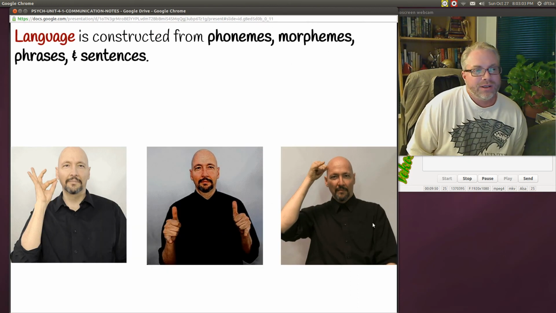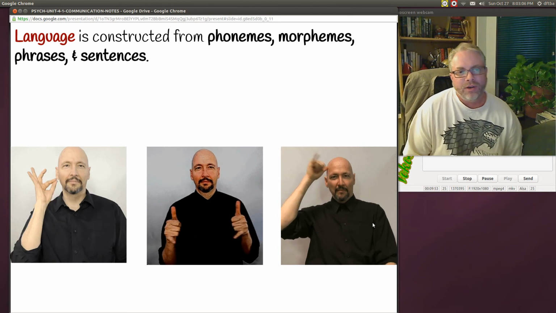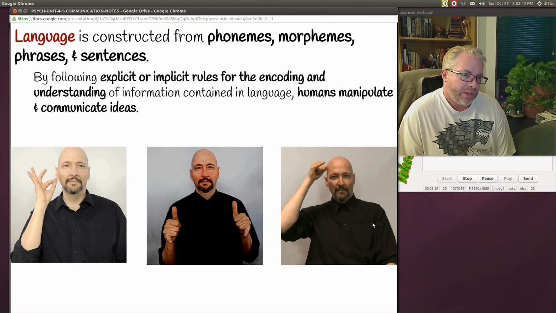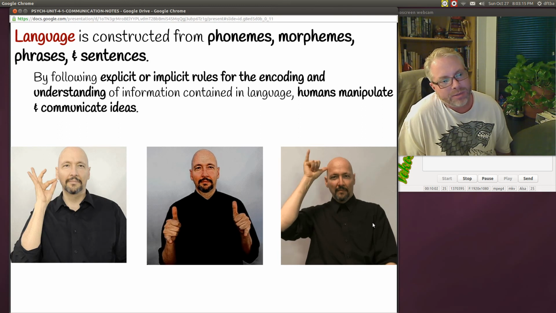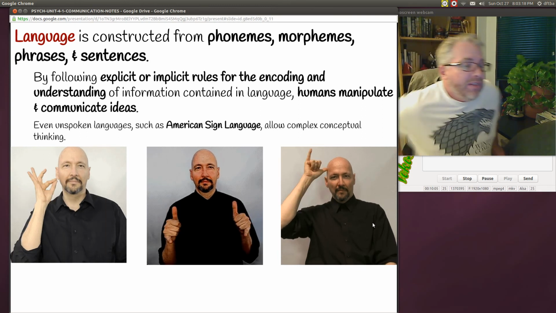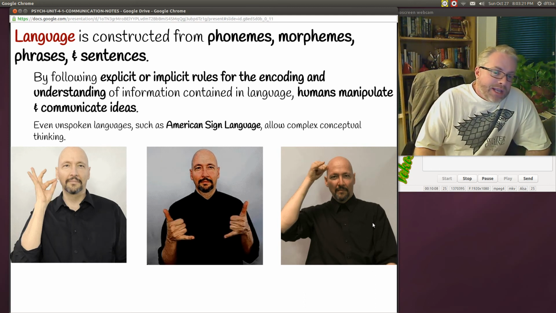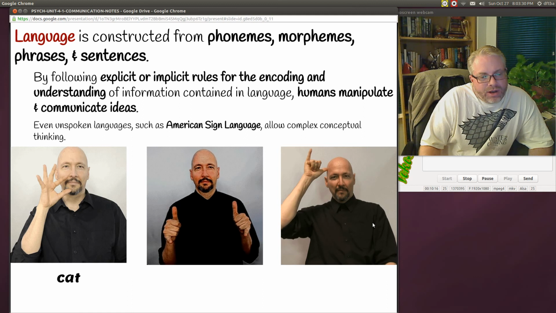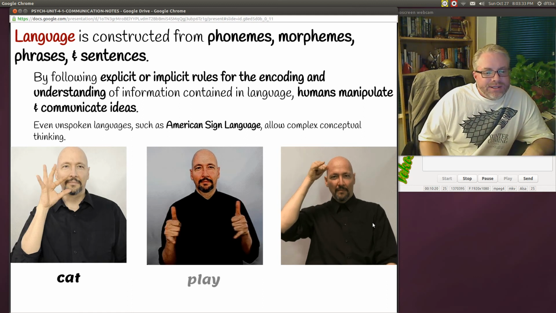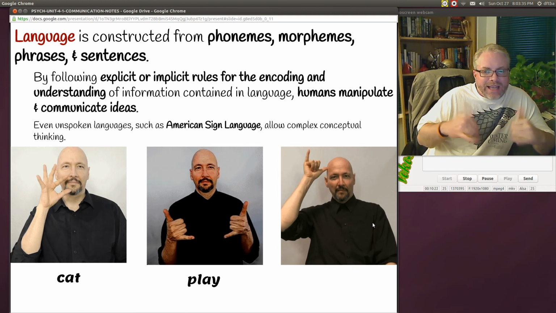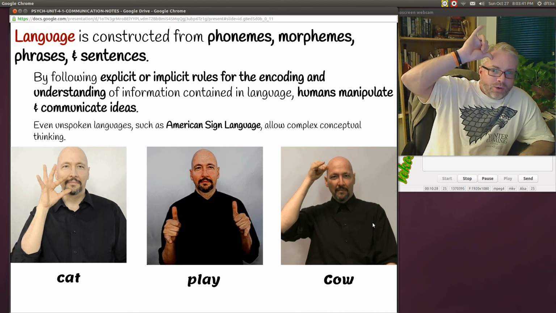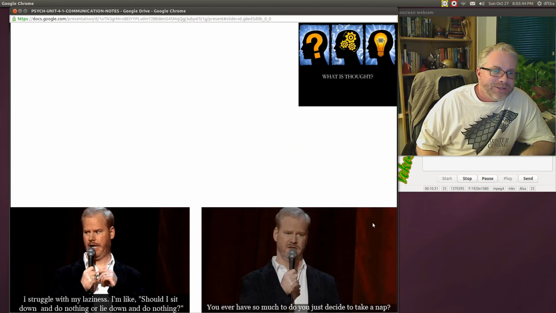But let's look at another spot here. Language is constructed from phonemes, morphemes, phrases, and sentences, but by following the explicit or implicit rules for the encoding and understanding of information contained in language, humans can manipulate and communicate ideas. Even unspoken languages like American Sign Language, ASL, allow for complex conceptual thinking. Like the first one there is cat. What do you think the second symbols are that he's showing you there? That, of course, is play. It looks like hang loose to me, but maybe you go to Hawaii and play. And the last one is longhorn, or cow. So there you go. Pretty interesting.